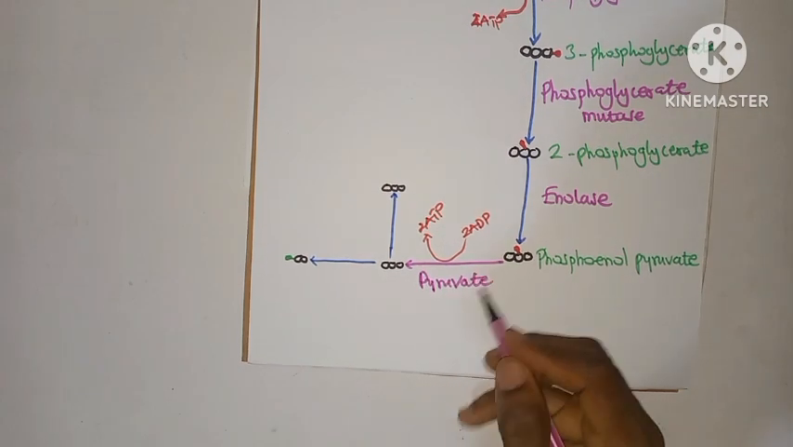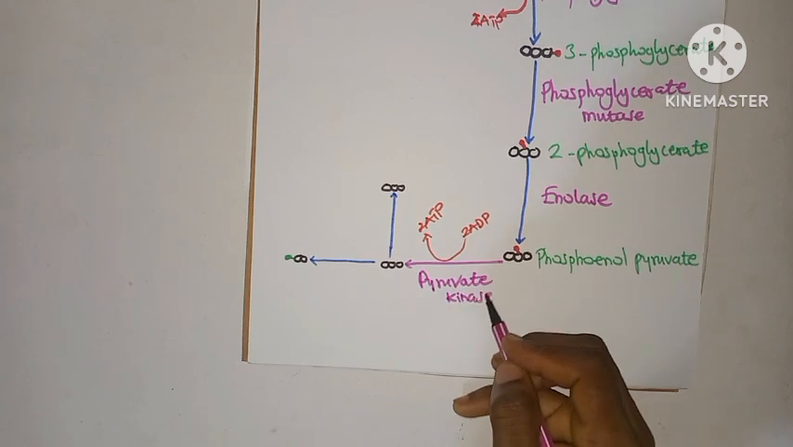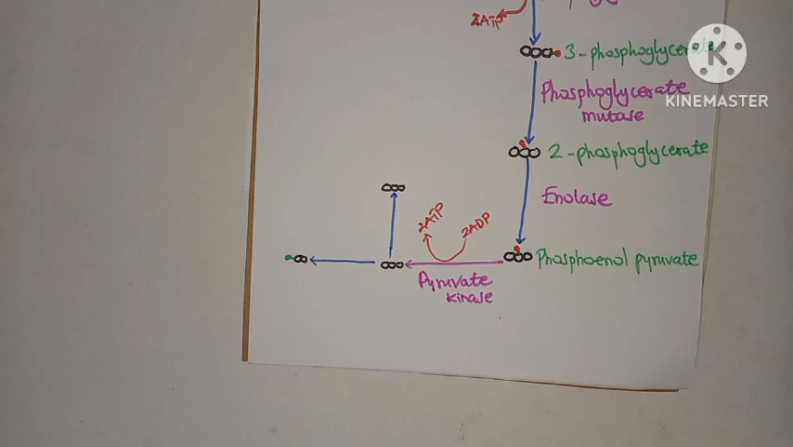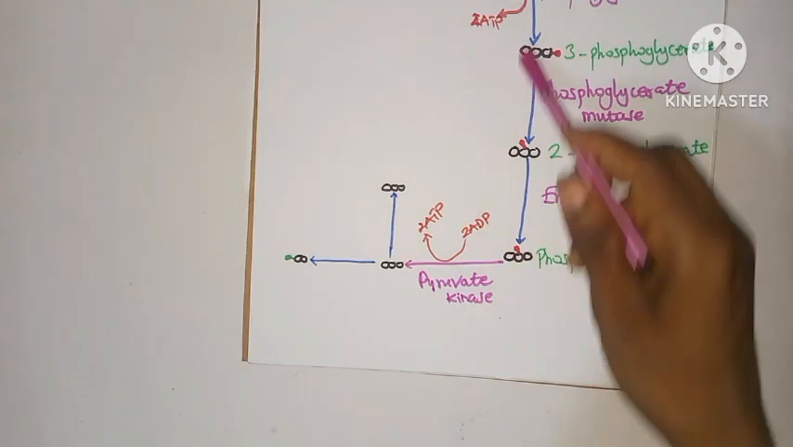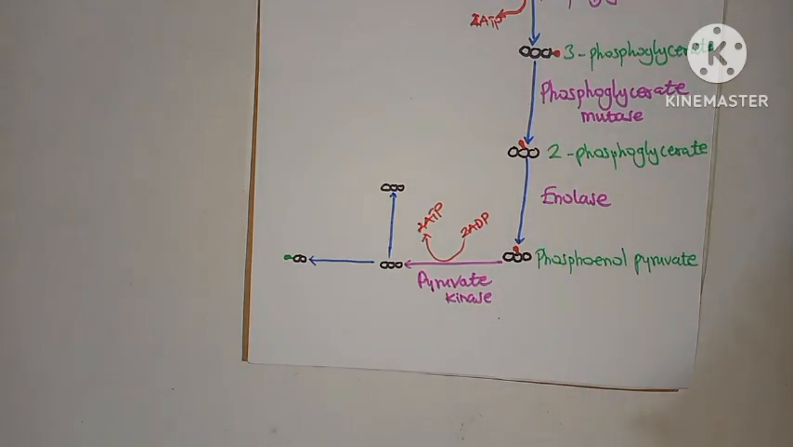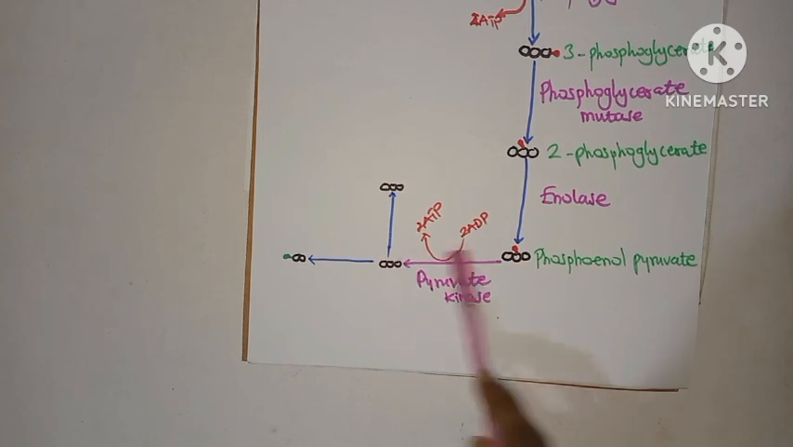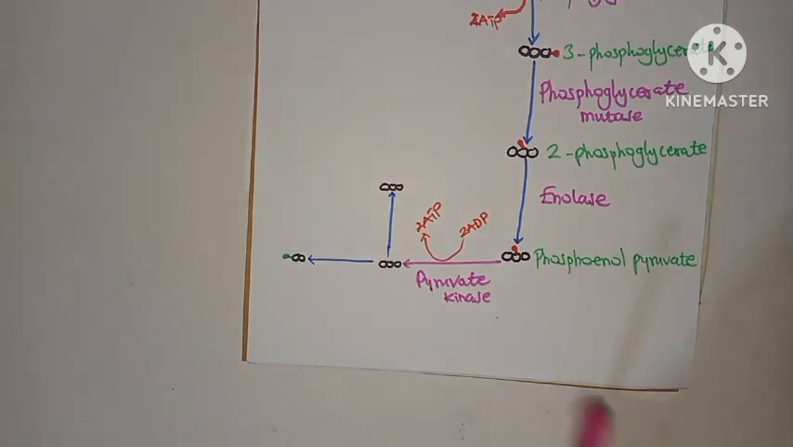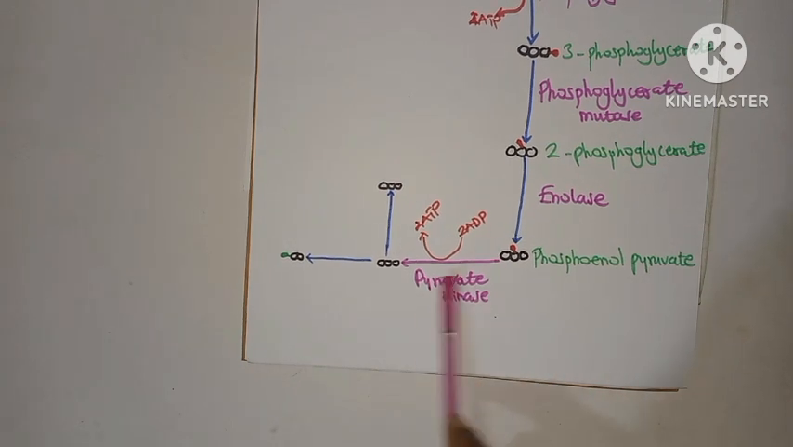Pyruvate kinase. I want you to observe something. From the start, we had most of our arrows in blue, and we only had 3 arrows in violet. This arrow signifies an irreversible reaction, meaning that you can't go back. So it's an irreversible reaction.